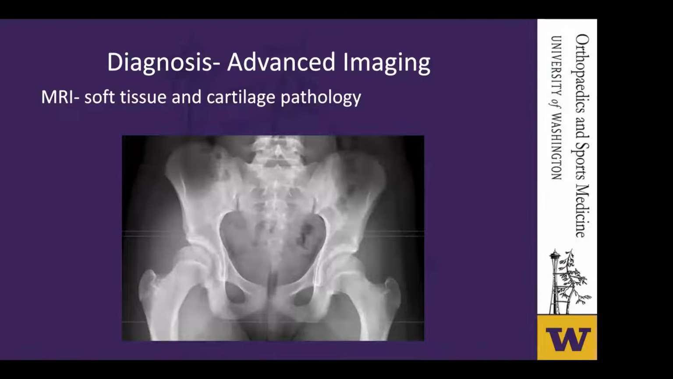Advanced imaging is also a mainstay evaluation of the young adult hip. Our same 16-year-old patient underwent an MRI arthrogram of both hips, showing bilateral labral tears as well as some cartilage degeneration on the left side.